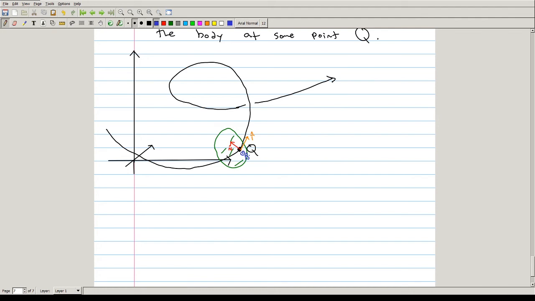And now we will consider another point on the body. We'll call it point P on the body. That's a different point on the body. Maybe let's make this a little bit bigger too, just to sort of illustrate this point.